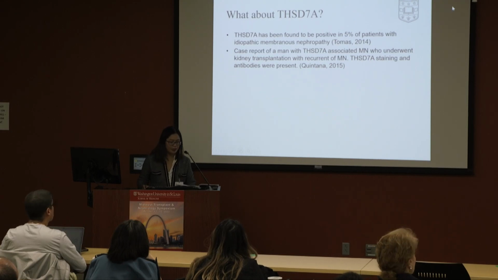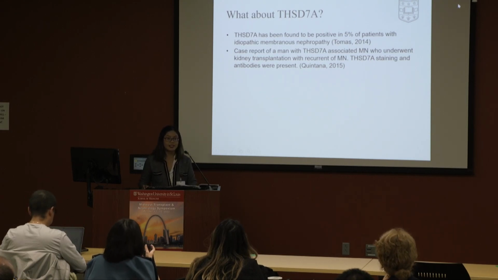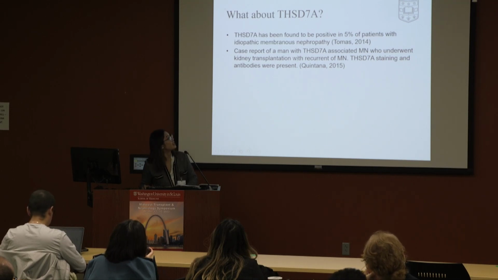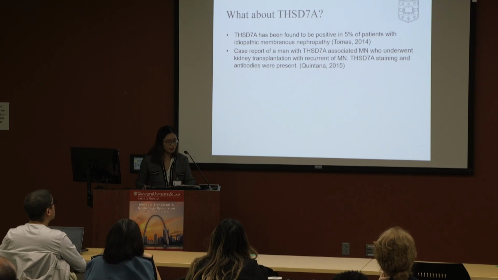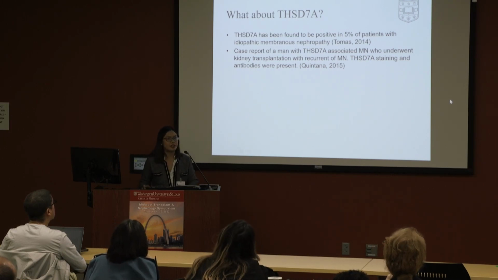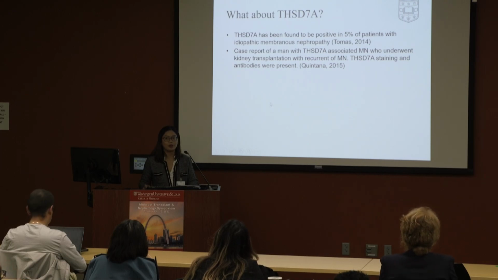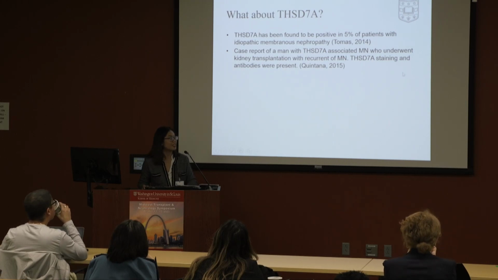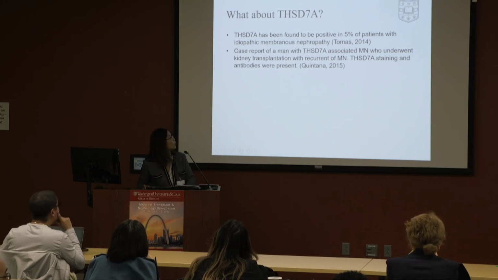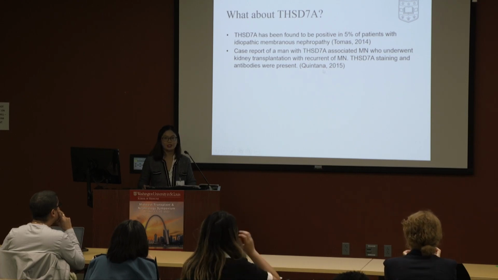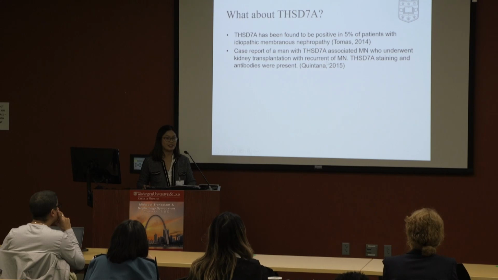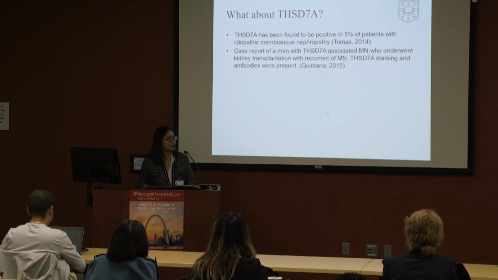So what about THSD7A, antibodies against this? Again, it's present in 5% of patients with primary membranous nephropathy. There's not much in the literature about this affecting recurrent membranous nephropathy in the transplant patients. There was one case report of a man with primary membranous associated with THSD7A and had recurrent membranous. On biopsy, they noted THSD7A staining and antibodies were also present. So it's still reasonable, if we encounter these cases in the pre-transplant setting, to look at these levels and just see what their risk is.